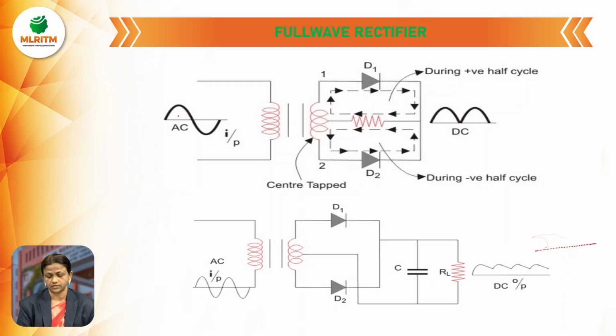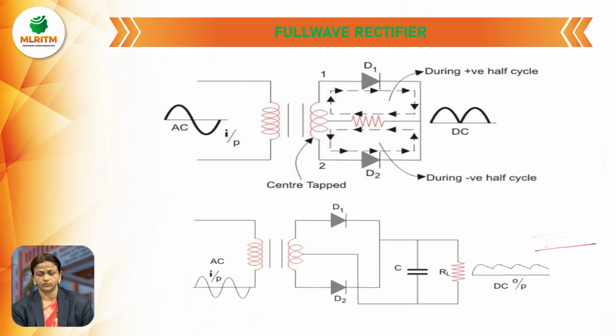So, during the positive half cycle, terminal A becomes positive, terminal B becomes negative, or terminal 1 becomes positive, terminal 2 becomes negative. When terminal 1 becomes positive, this terminal 1 is connected to the anode of diode D1. So, diode D1 is in forward bias. Terminal 2 becomes negative, and this negative is connected to the anode of diode D2. So, diode D2 is in reverse bias, diode D1 is in forward bias.